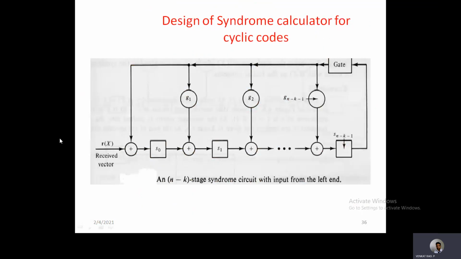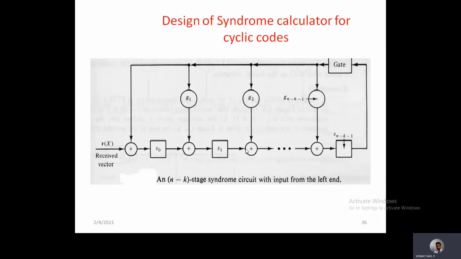And the next thing is the design of a syndrome calculator. This is going to be very simple: design of a syndrome calculator for cyclic codes for the purpose of the decoding process. Now we enter into the decoding of cyclic codes. In order to perform the decoding operation, the first step is to calculate the syndrome vector. Based on the syndrome vector only, it is possible to decode finally.